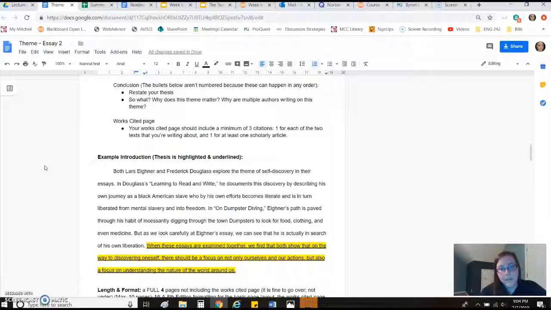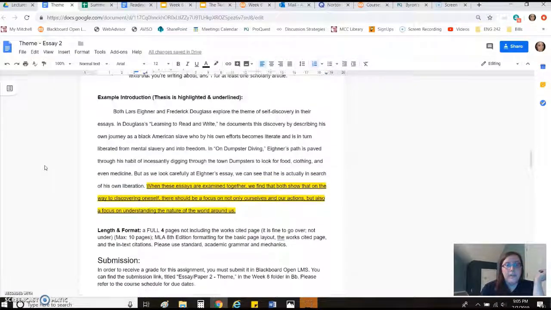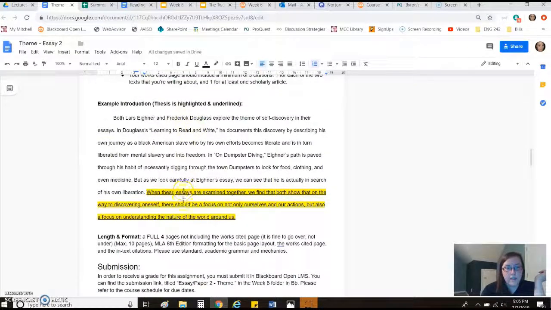So minimum 3 citations: 1 for text number 1, 1 for text number 2, and then 1 for your scholarly article, or if you are a student who wants to engage with a critical theory text, then that would be the alternative. Here's an example introduction that you can read through, and it walks through exactly how I've structured these notes or this assignment sheet.